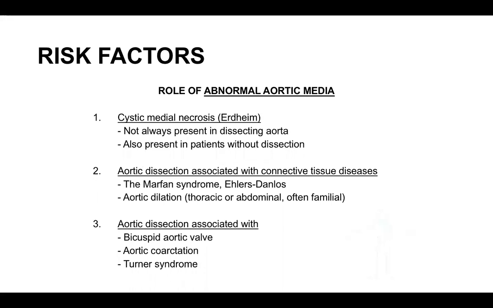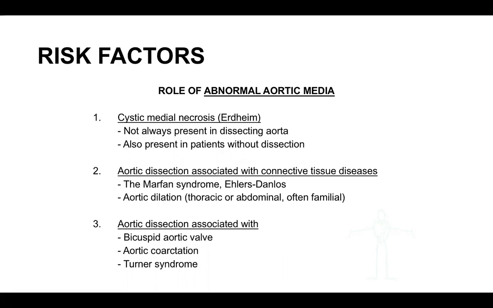Risk factors we know include abnormal aortic media in connective tissue disorders, Marfan syndrome being the most common, and those who have aortic dilatation, familial or otherwise, and those include patients with a bicuspid aortic valve. There's changing theories on how to manage the aorta and bicuspid valve, so that'll be another talk, and we'll get into that in terms of threshold for surgical management of the ascending aorta in bicuspid patients.